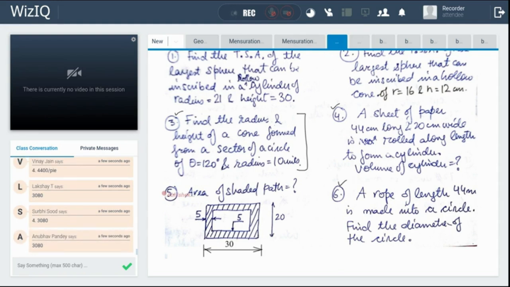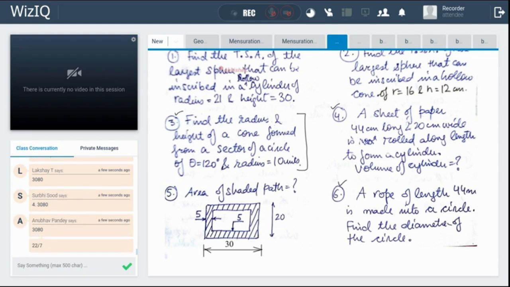You can use pi. See, whenever you find multiples of 7 in either the radius or the height, just use 22 by 7. Use pi to be 22 by 7. Okay, 6 is simple. I don't think you'll take time. In question number 6, the length of the rope will be 2 pi r. So you can calculate 6 quickly and maybe we'll move ahead.